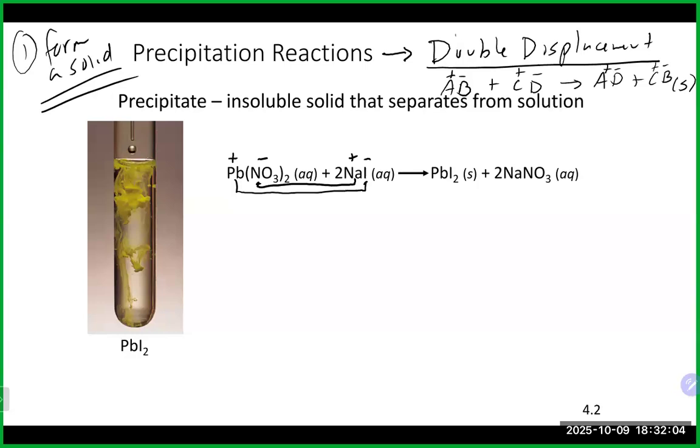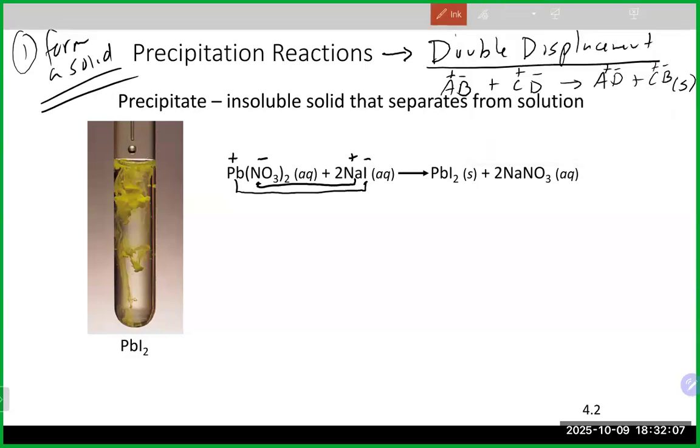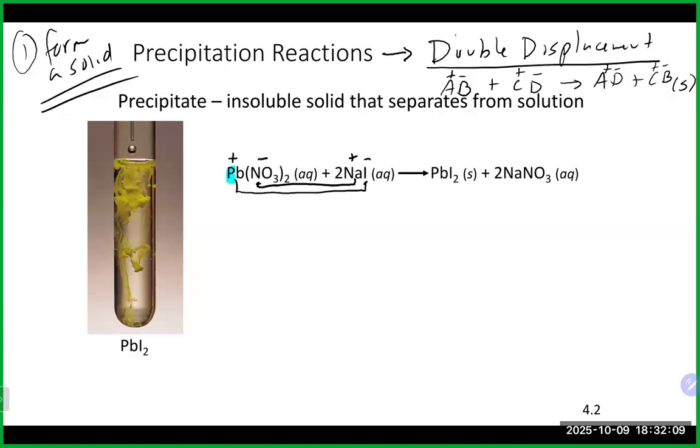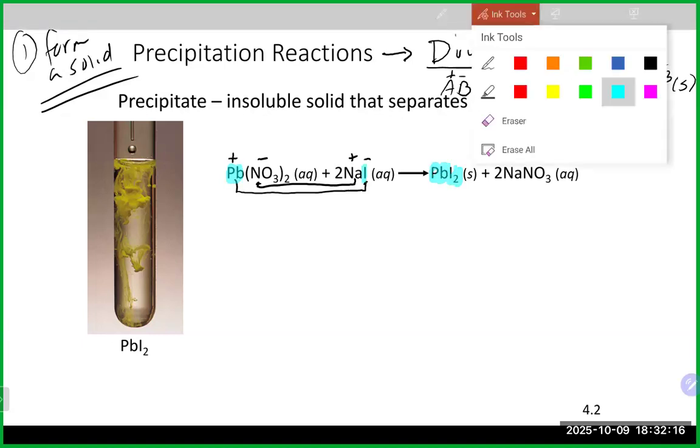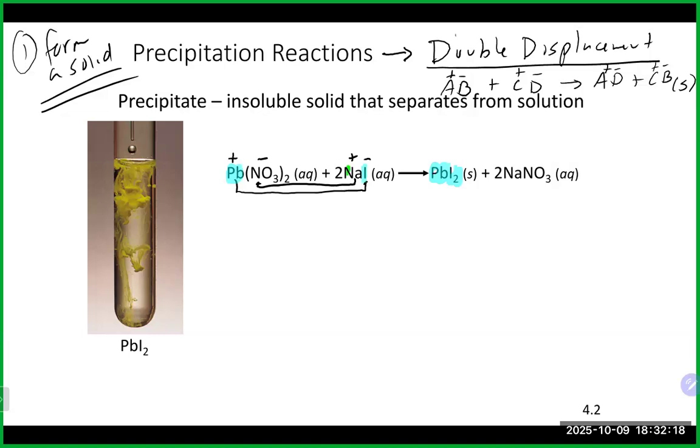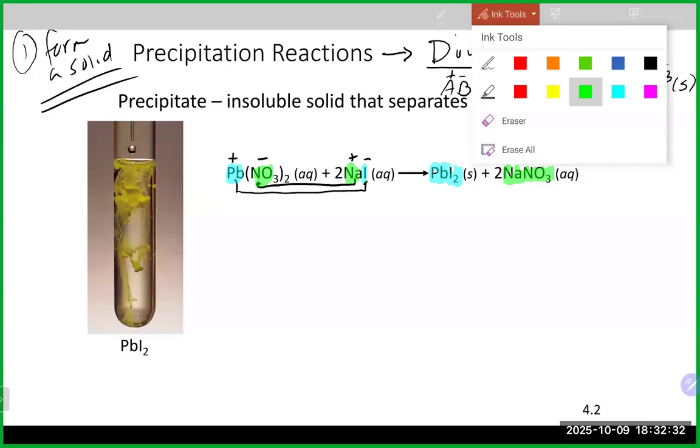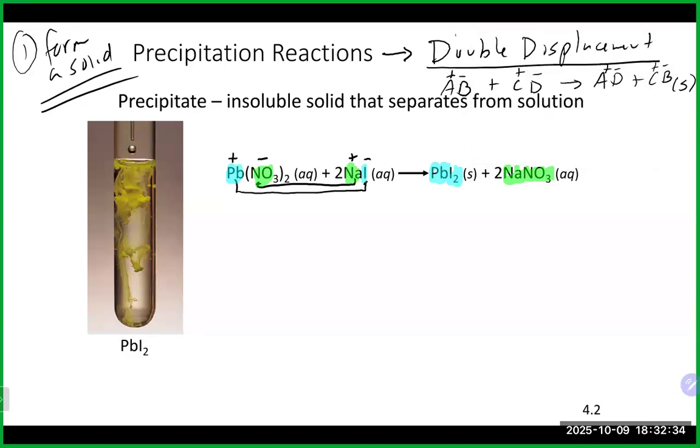And what we end up with when it does switch partners is, on the other side here, the lead will then hook up with the I and make our PbI2. And our other ions will come together. Our sodium will hook up with our nitrate and make sodium nitrate. And again, we get this double displacement. In this particular case, the PbI2, the lead(II) iodide, makes this lovely yellow solid, as you can kind of see here in this picture.